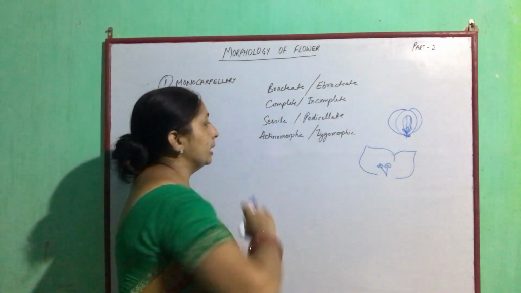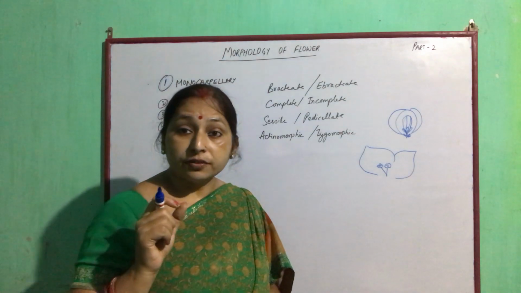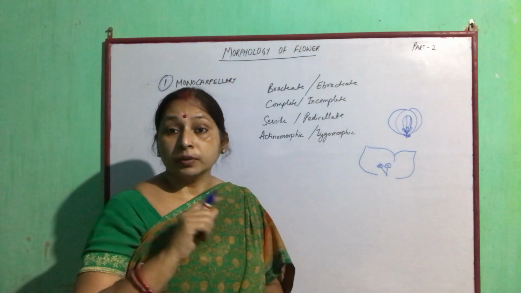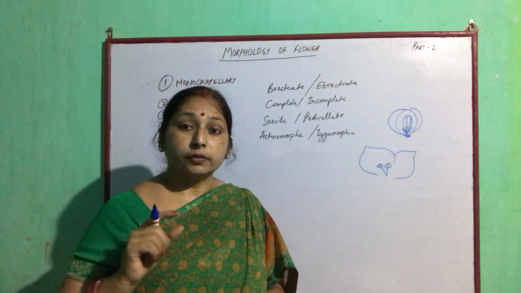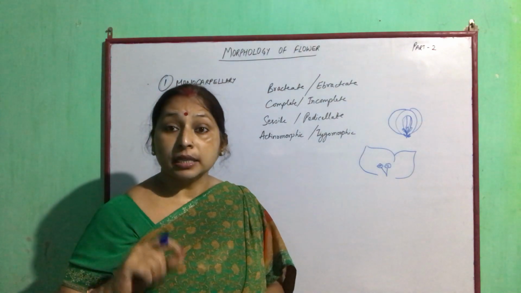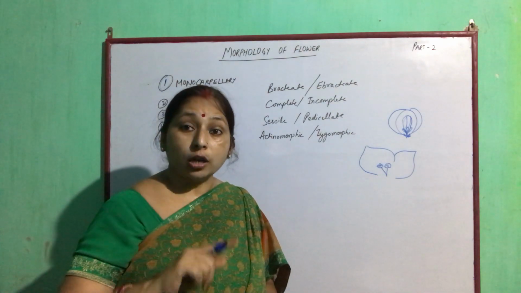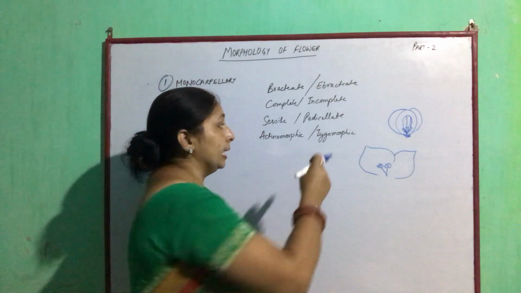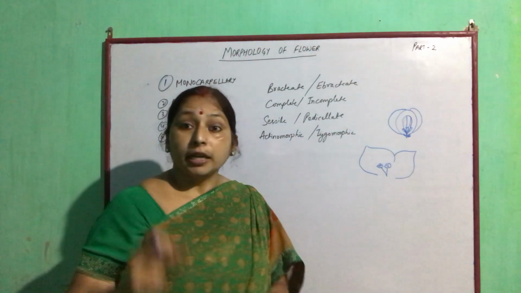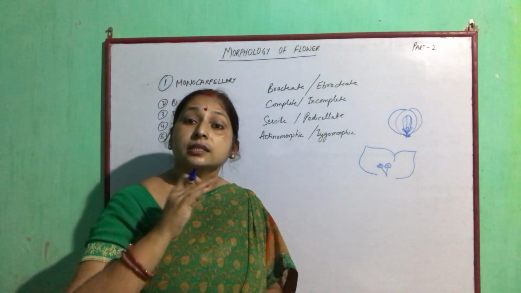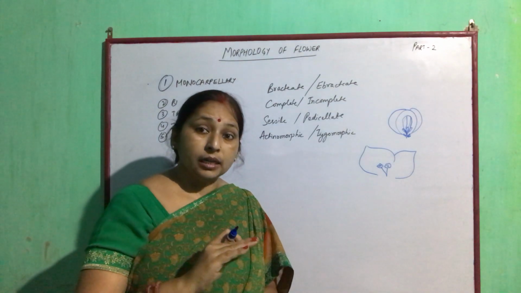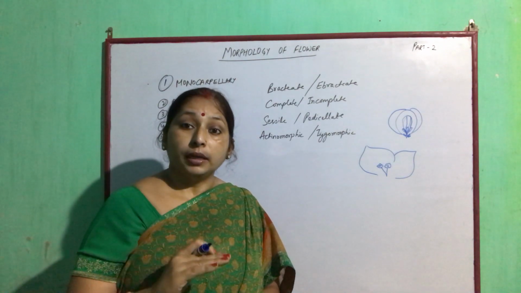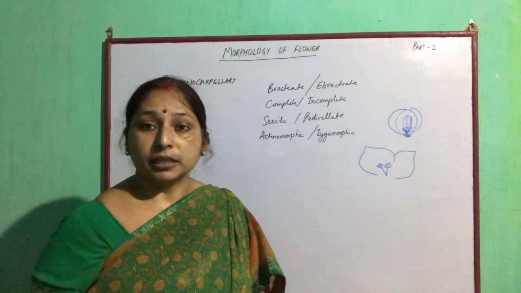Next is sessile or pedicellate. Pedicel, I have explained in the diagram, is the small stalk with which the flower is attached to the main axis. If the pedicel or the stalk is present, then it is a pedicellate flower. If that stalk is absent, then it is a sessile flower. So sessile is without pedicel, pedicellate if pedicel is present.